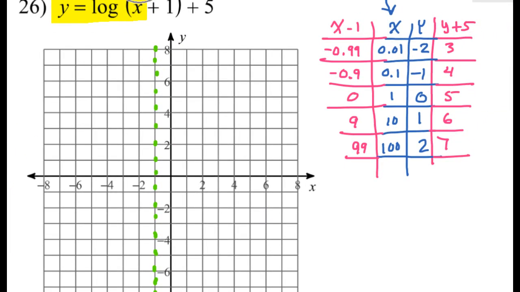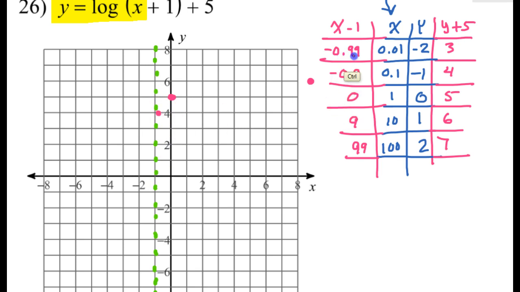Okay, so now we can go ahead and do the rest of the graph. All right, so let's see, 9, 6. Again, 99, 7 is way off the chart. So I'll just start with 9, 6, which would be about here. And then we have 0, 5 is going to be right here. And then we have -0.9, 4. Okay, so that's going to be here.